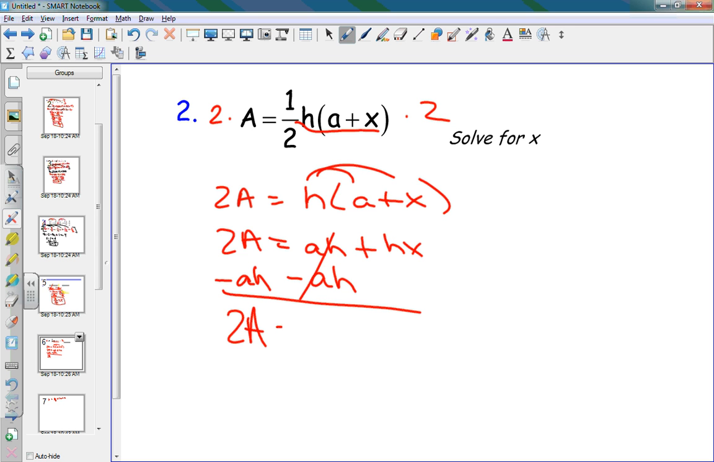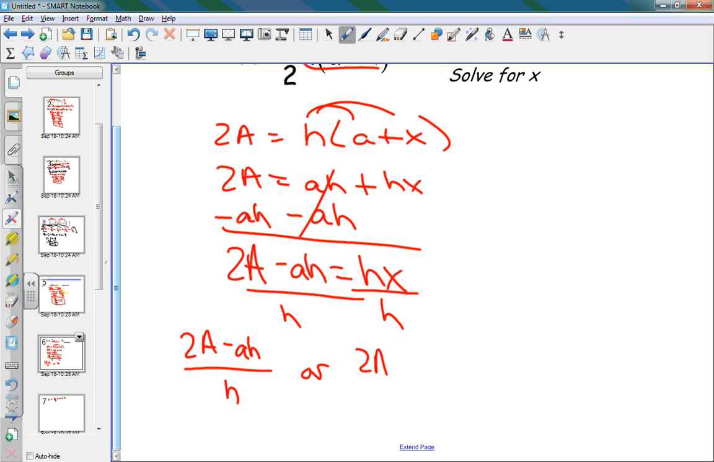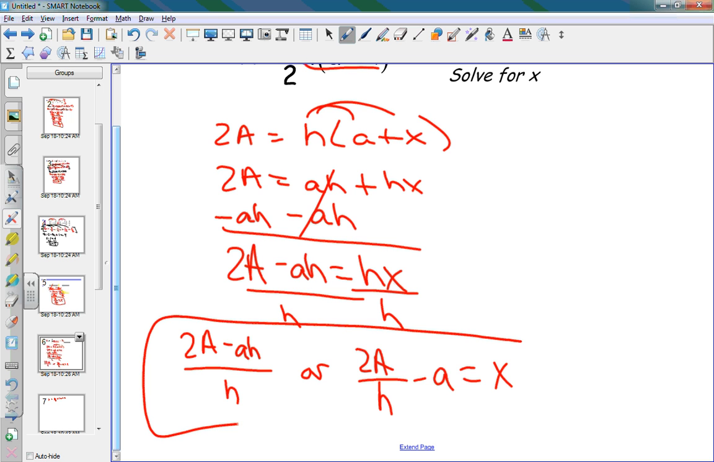So that's 2 big A minus little ah, which means they're not like terms. Okay, they stand for different things. Now I'm solving for x, so what is attached? Divide by h, so you can have 2A minus ah over h, or you can have 2A over h minus A is equal to x. I would accept either or. Okay?